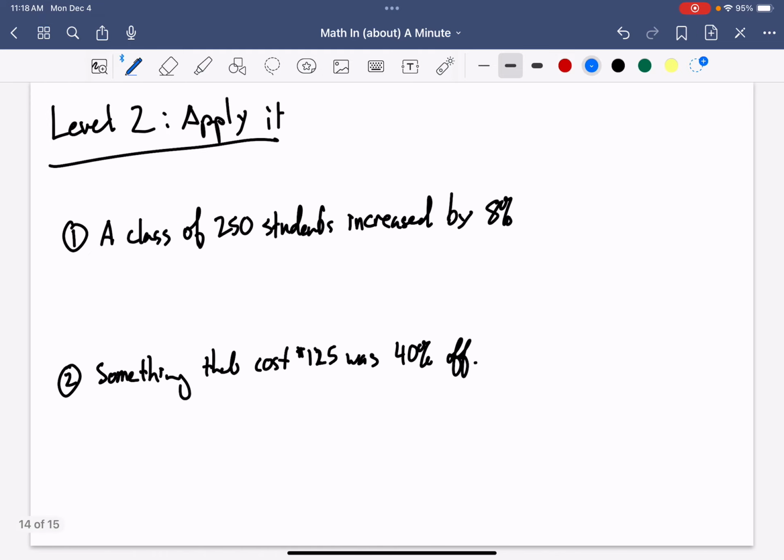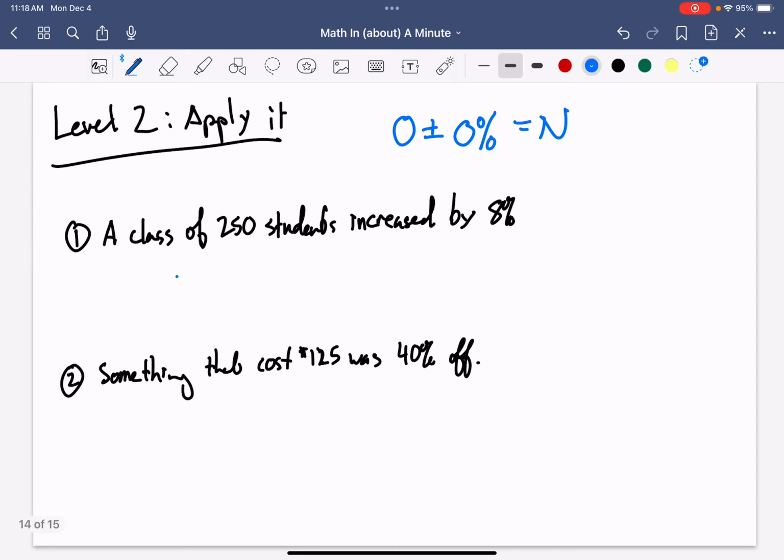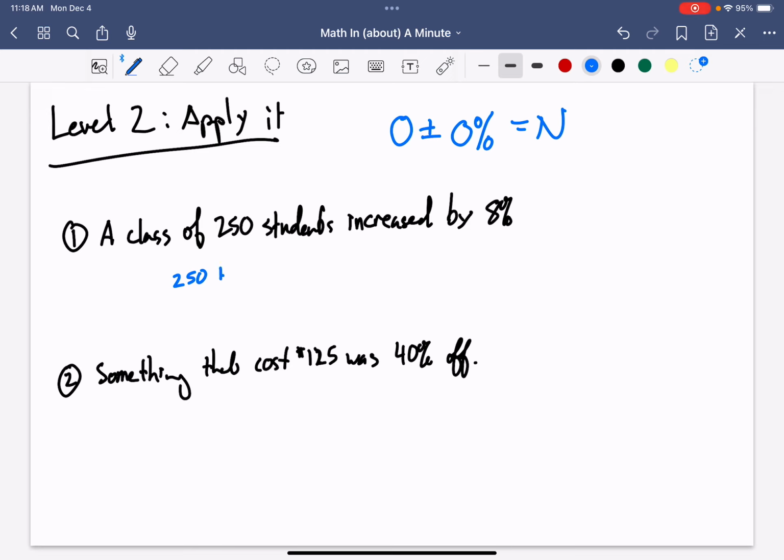Now, let's talk about how to apply it. For that, we have yet another formula. We're going to take the original plus or minus the original times a percent, and that's going to be equal to the new. So for example, let's look at this. A class of 250 students increased by 8%. We need to now find how many students this class has now. So what we'll do is we'll go 250 plus 250 times 0.08.